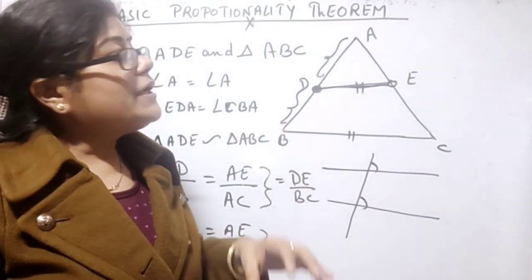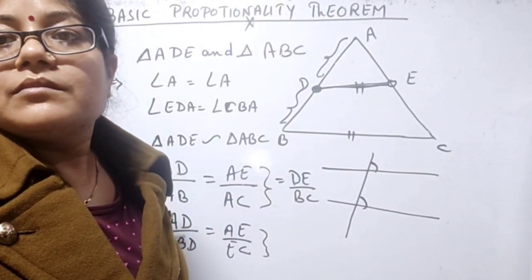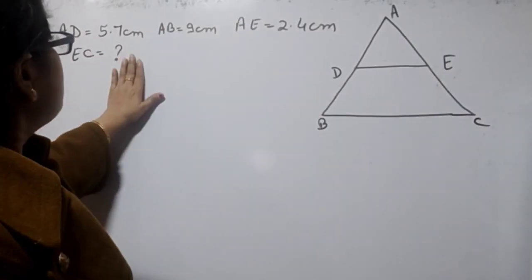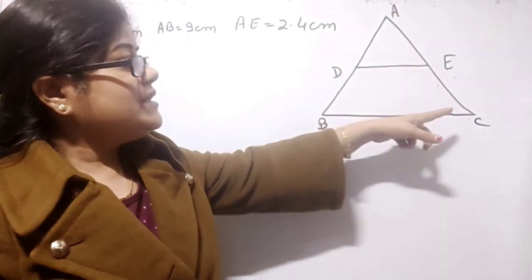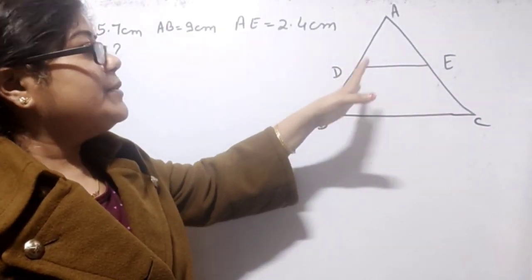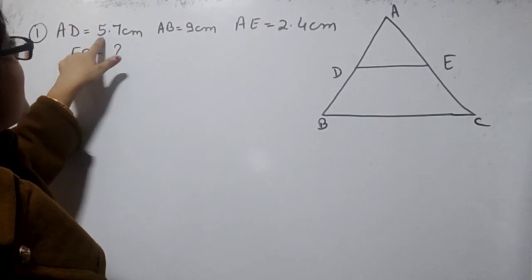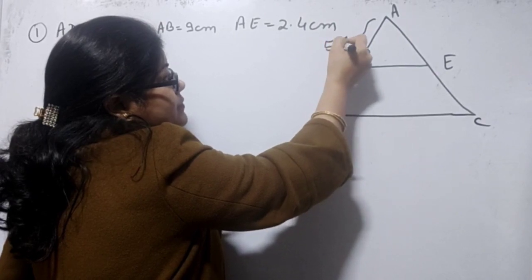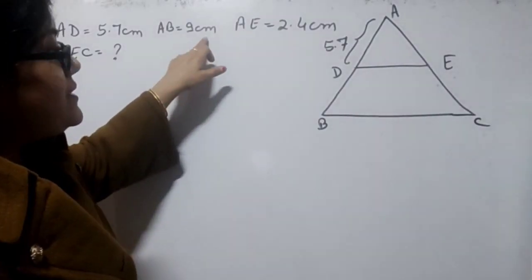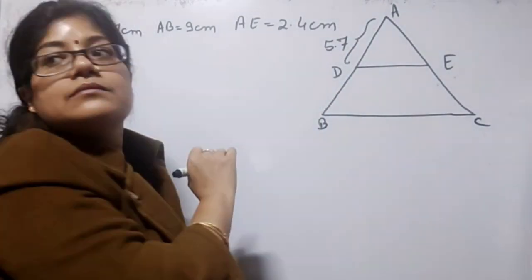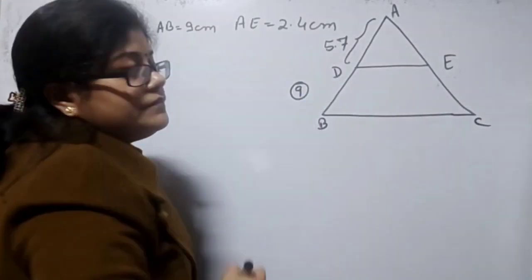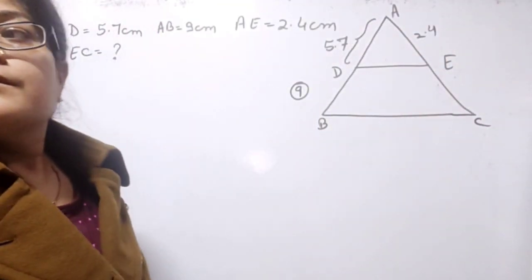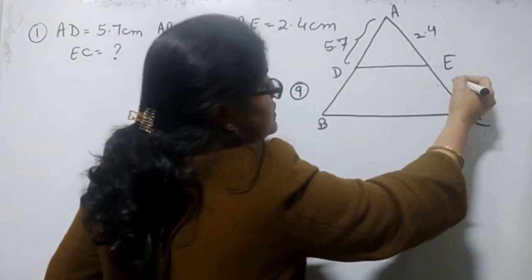Now I am going to explain some questions regarding this theorem. This is the first question in front of you. This is the triangle. ABC are the three vertices, and D and E are the midpoints of AB and AC. It is given AD is equal to 5.7. Just see in the figure, this is 5.7. Now AB is 9, this is the whole. Now AE is 2.4, and we have to find EC, only this one.